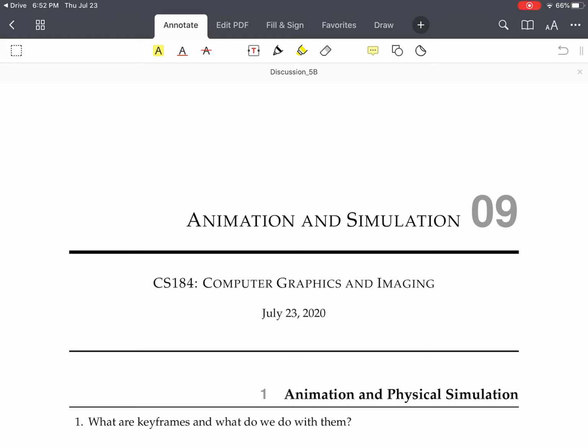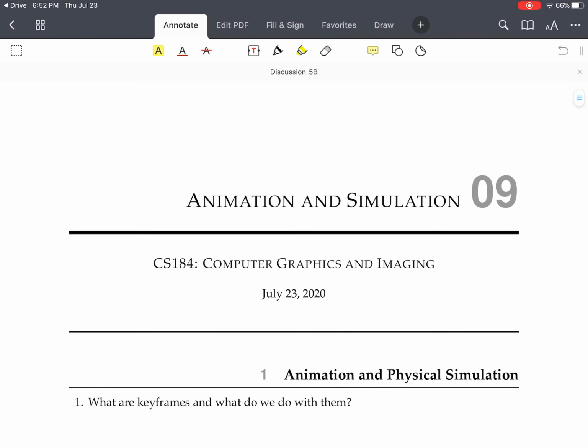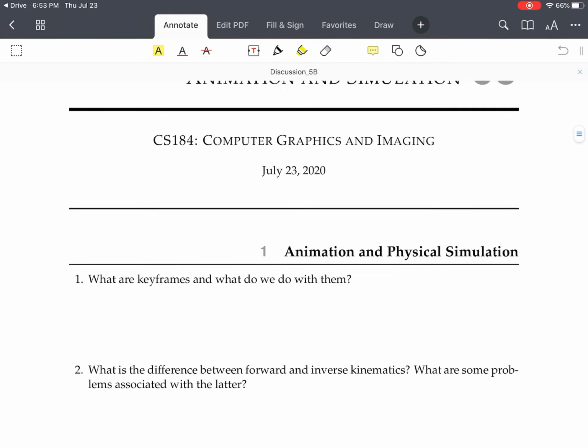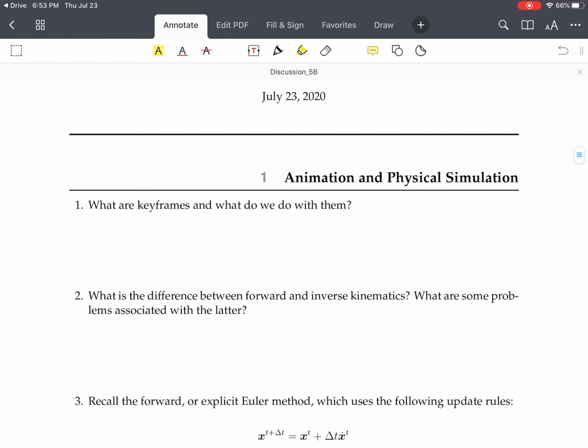Today we're going to go over animation and simulation. What we're going to do is start here with the worksheet, go over a few questions, and then transition over and write some code, because we're not going to get a chance to play with animation in any of the projects. So there's just a little bit of coding during the discussion to give you all some hands-on experience. Okay, so let's get started with the worksheet first and answer these questions.